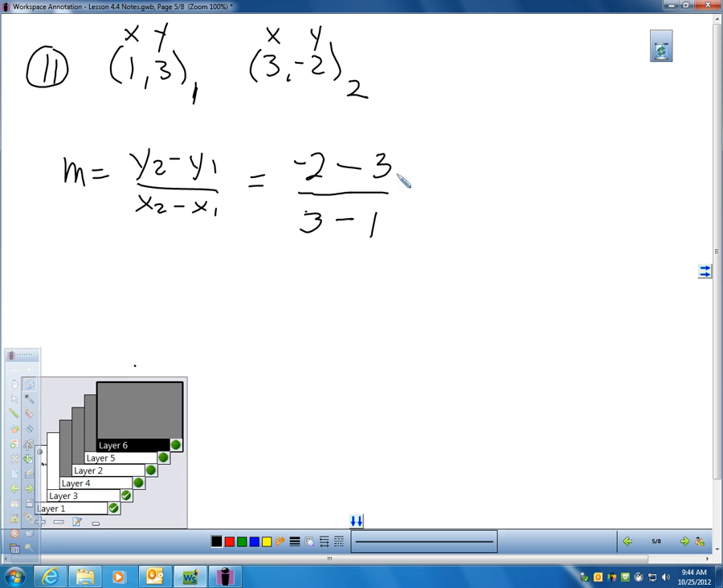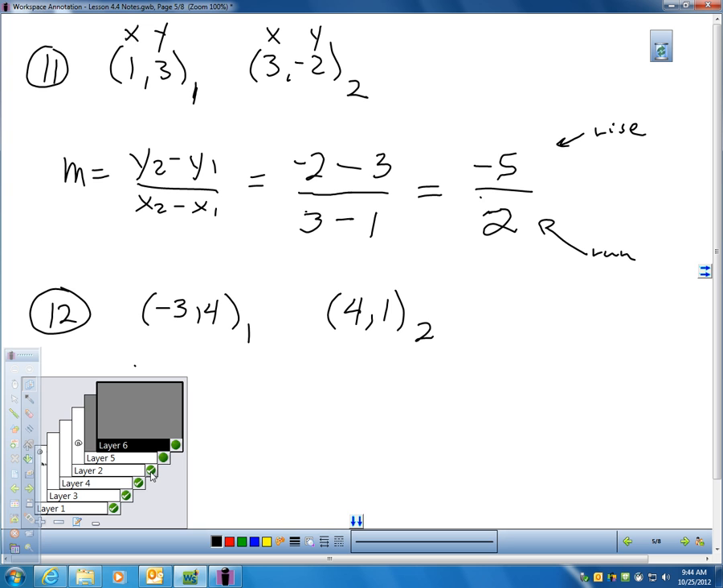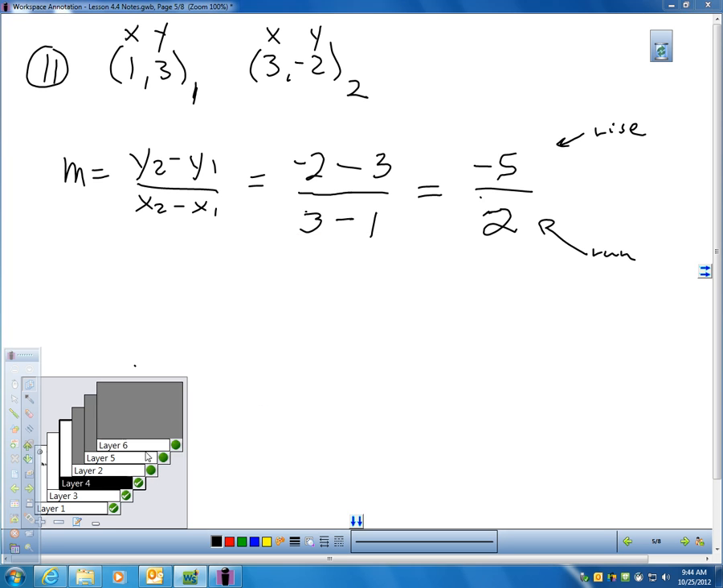And I quickly calculate. -2 minus 3 is -5. 3 minus 1 is 2. My rise over run is -5/2. I would always recommend keeping it in that form. Okay, I would recommend keeping your slope in fraction form.